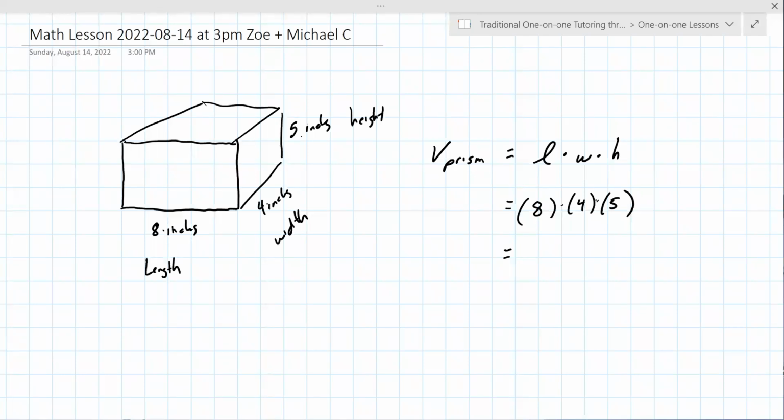So 8 times 4 is 32. No, 20. So you're multiplying 20 times 8. So it's like saying 20 times 8, like this.